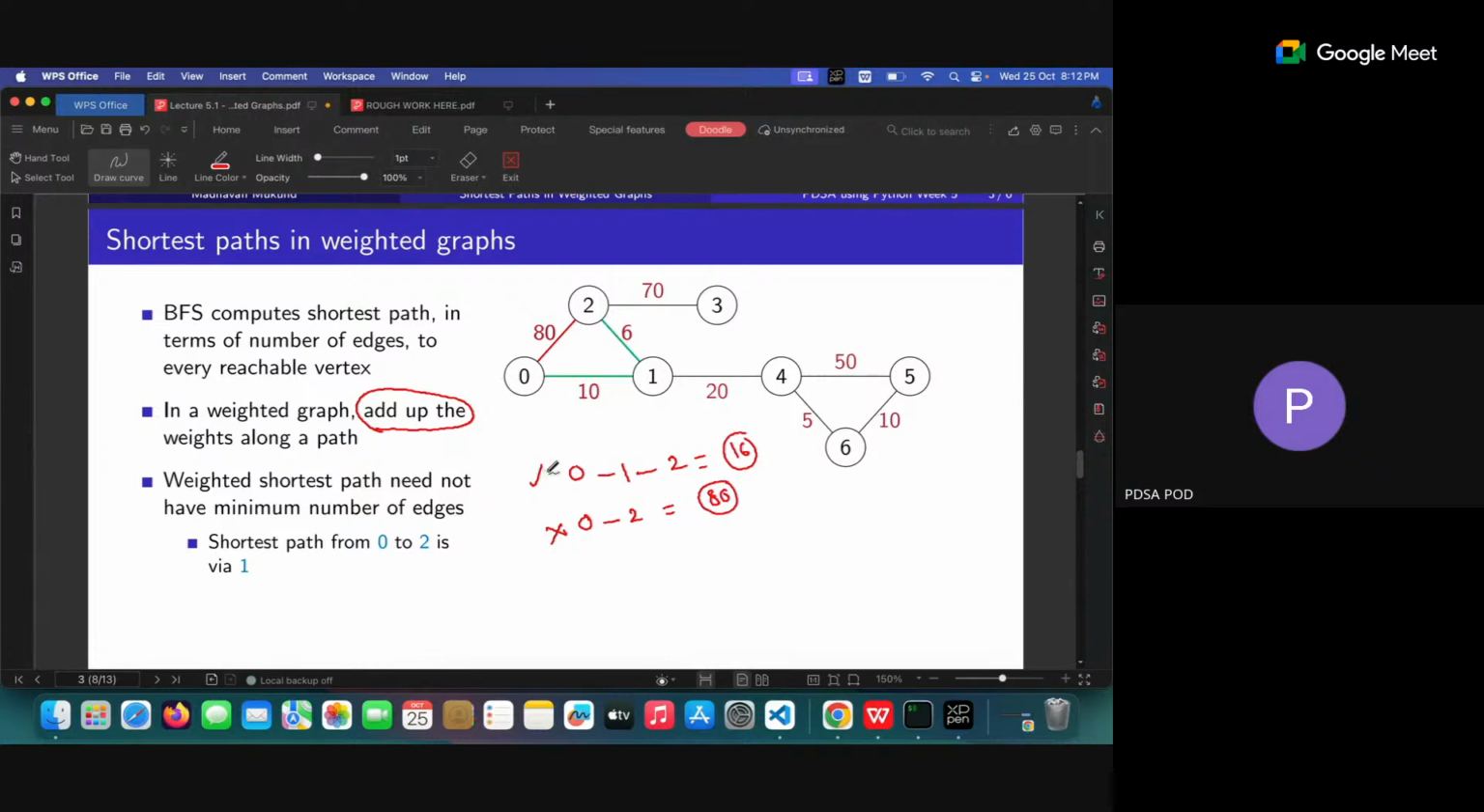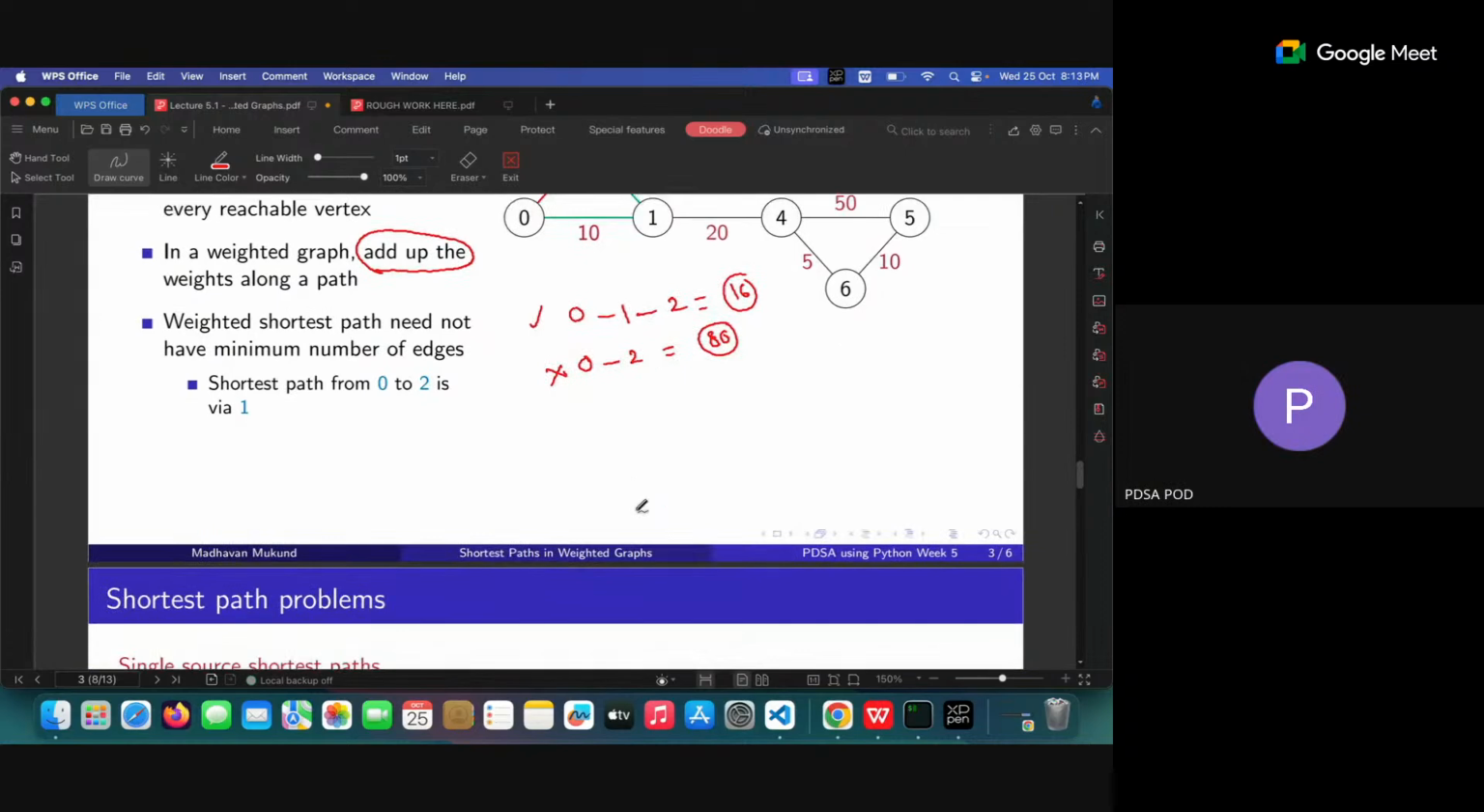Shall I go for the next one? We don't consider the number of edges. We consider the weights, the summation of the weights, required to travel from one vertex to another vertex. Is it okay? Shall I go for the next? Yes, sir. Fine. So we are going for the next.